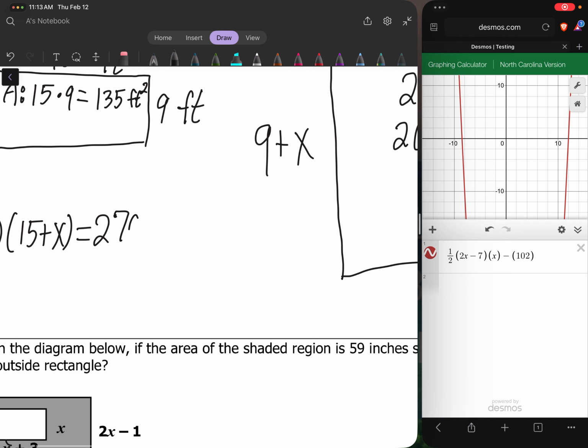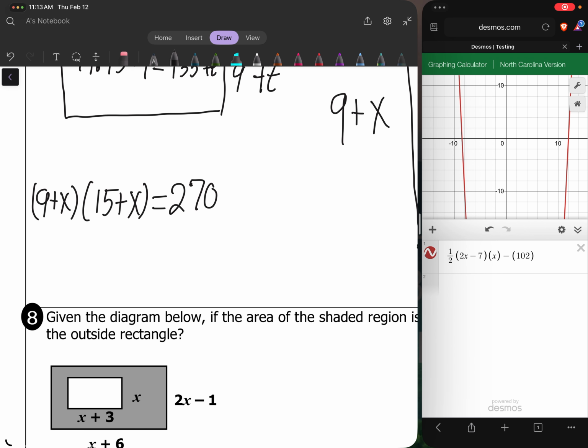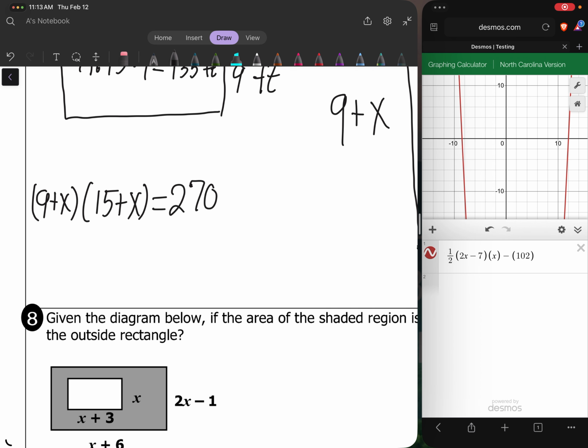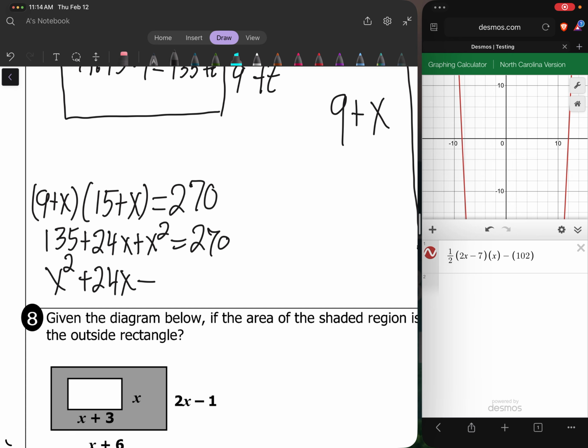270 feet squared. Okay, at this point you have two options. If we work this out, FOIL this, I'm going to get 135 plus 24x plus x squared, 270. I'm going to rewrite this in standard form, so x squared plus 24x minus 135 equals 0.